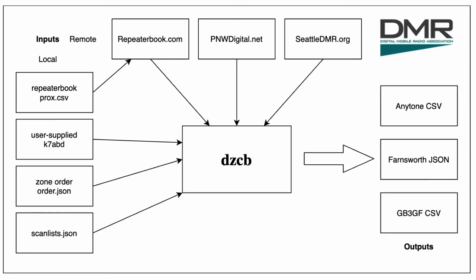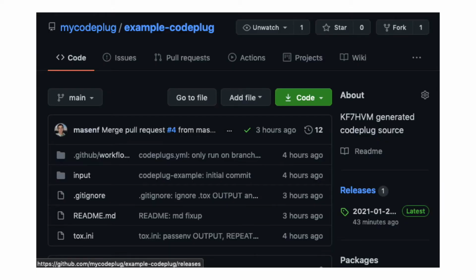Finally, DZCB converts the generated code plug to a variety of output formats to be further modified by hand, if desired, and written to the radio. The separate but related repository example-codeplug leverages DZCB and GitHub Actions to automatically generate code plugs in the cloud whenever the code plug source files are modified.